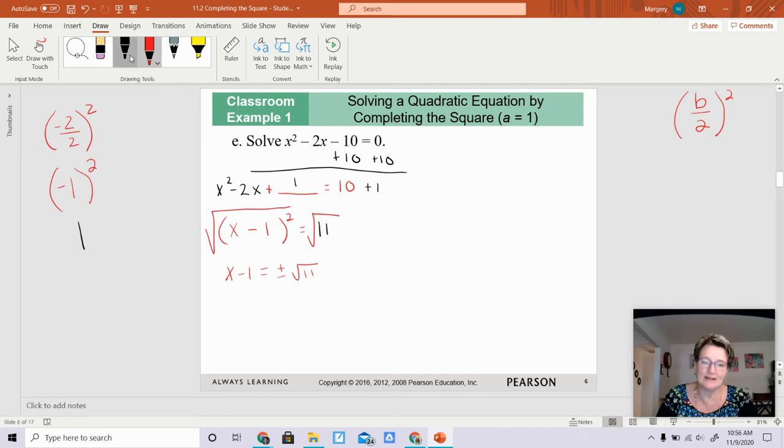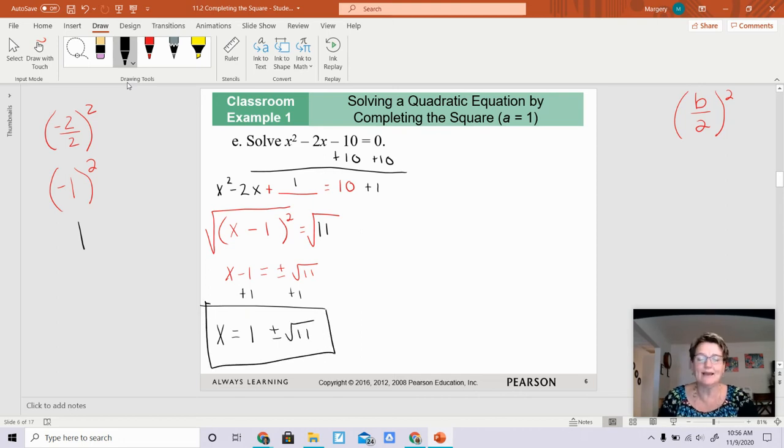Now remember from 11.1, you want to get x by itself. So I'm going to add 1 to both sides. And I'm left with x equals 1 plus or minus the square root of 11. And there you go. You can't combine 1 and square root of 11 because they're different terms. Now, I'm going to warn you. I prefer to use the completing the square method, especially if my b value is an even number. It just makes it easier than using factoring or quadratic formula or anything like that. So this is just another method on solving quadratic equations.